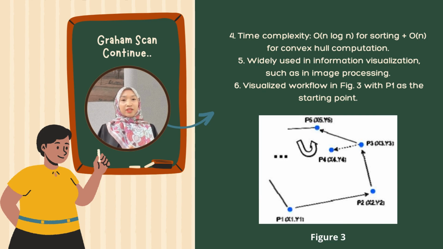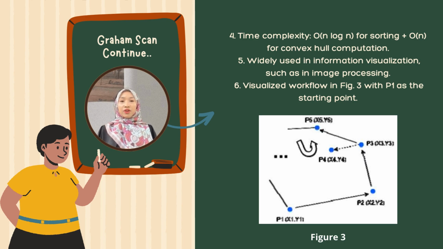Continuing from the previous slide of Graham scan. Fourth, time complexity is O(n log n) for sorting plus O(n) for convex hull computation. Fifth, widely used in information visualization, such as in image processing. Sixth, visualize the workflow shown in this figure 3 with P1 as the starting point.